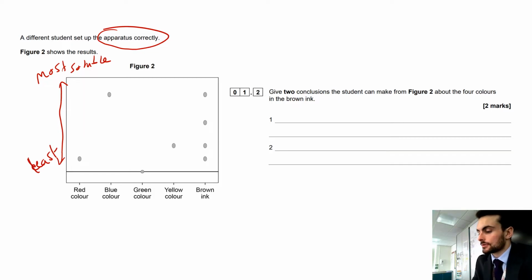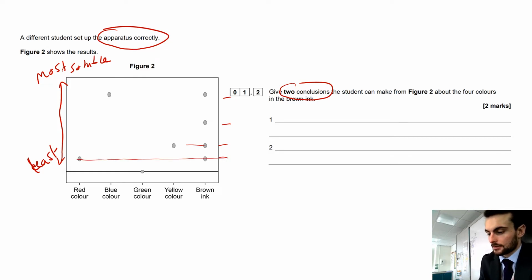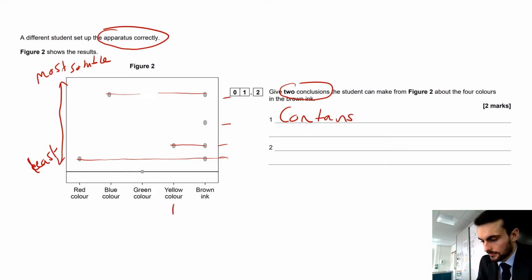Give 2 conclusions that the student can make from figure 2 from the 4 colours in the brown ink. So we've got the brown ink, these are the ones where we've got unknown colours, and we need to conclude what can we decipher from this. So the first thing we can decide is the colours that match it. I would do so. That one is matched, that one is matched, that one is matched. So first one is, it contains, so we've got yellow, blue and red, right?